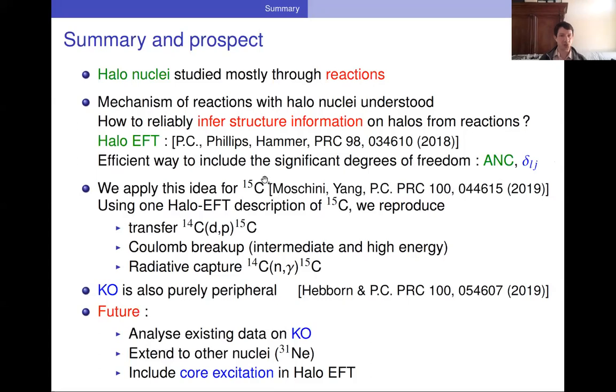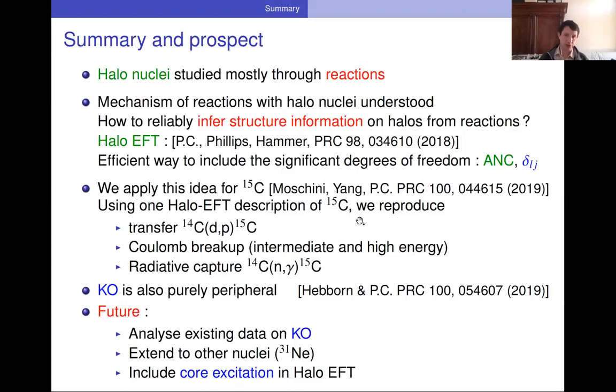And so we have done that. We have used that to study carbon-15. And so with one description of carbon-15 fitted on a very small number of parameters that are adjusted to something that we know, so binding energy and then the ANC, we could reproduce transfer reaction, Coulomb breakup at both intermediate and high energy, and also radiative capture, all three being purely peripheral reactions.